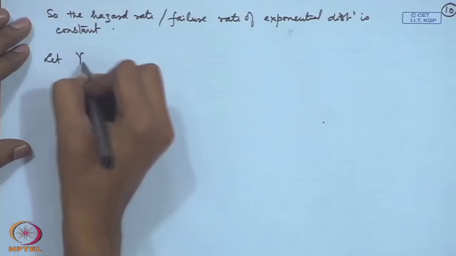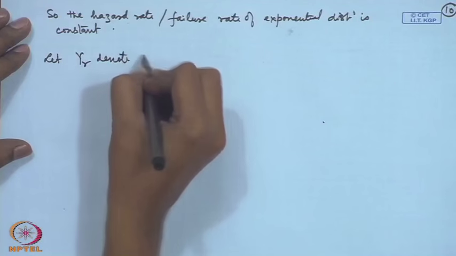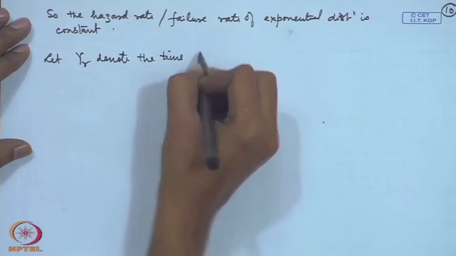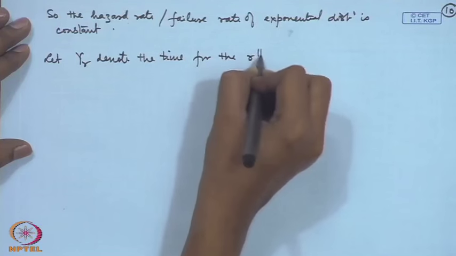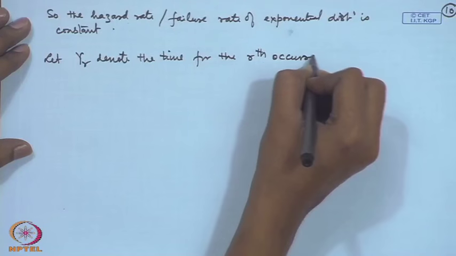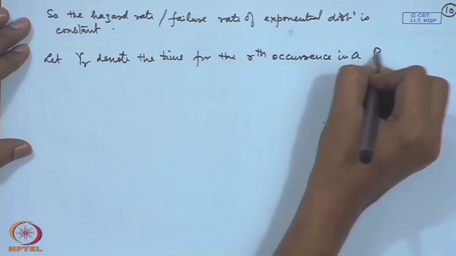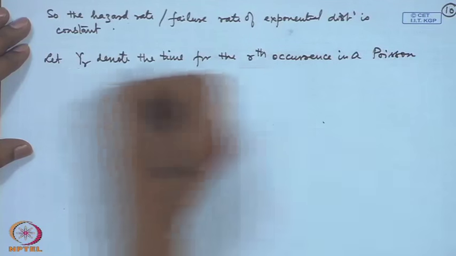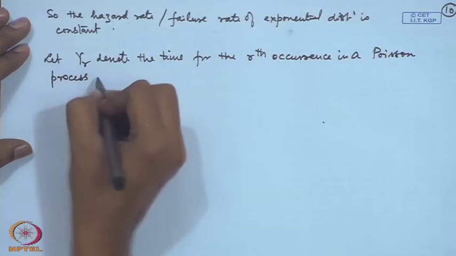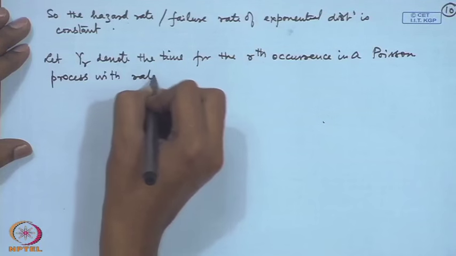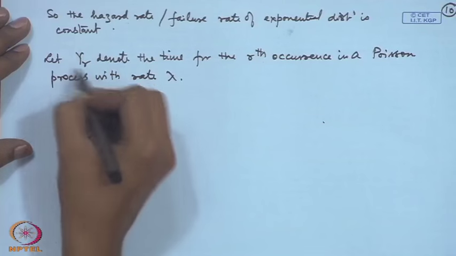Now, as I was mentioning, when we are considering the time for the occurrence in a Poisson process, in place of the first occurrence, we may consider several occurrences. So, let Y_r denote the time for the rth occurrence in a Poisson process with rate lambda. We want the distribution of this.